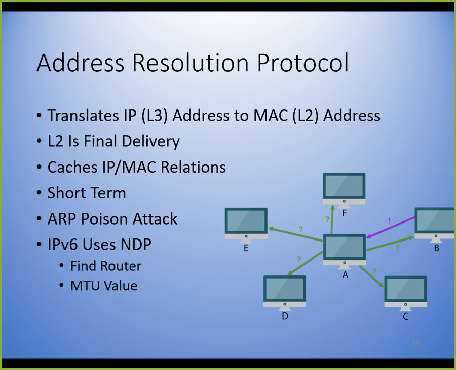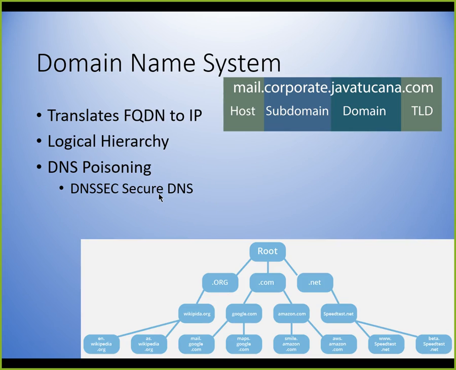IPv6 uses the neighbor discovery protocol in order to do that. It finds the routers and the maximum transmission unit value. It determines how much data can be sent across the path before it actually starts sending the data. A little bit smarter in that way. IPv6 doesn't have broadcasts. It uses neighbor discovery instead of broadcast packets to do these things.